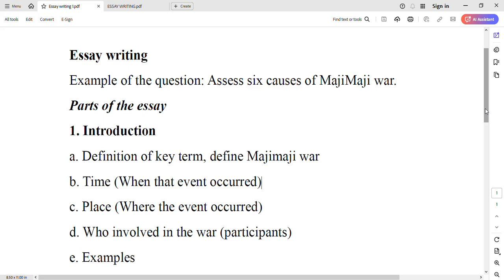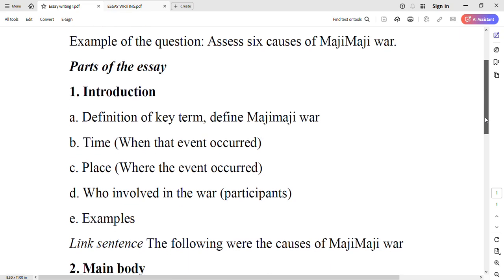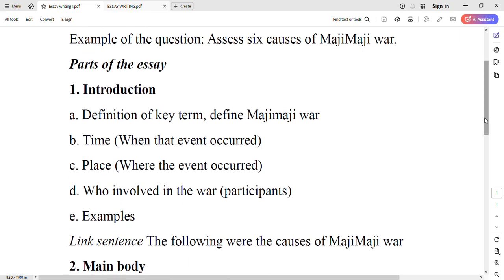So that is the introduction. One thing I forgot to say is to state it before. Now I'm telling you the content, how to put that content. Later, in essay writing, we are going to check a sample essay, how to put that in structure. So that is the introduction, and after the introduction, we go to the main body.